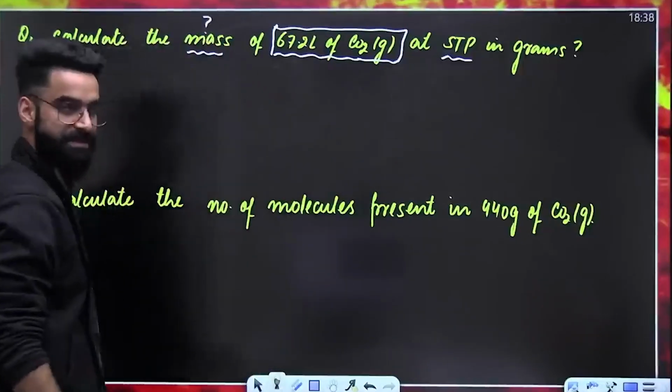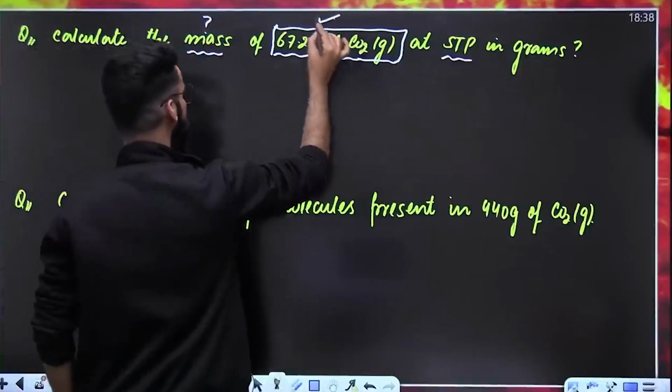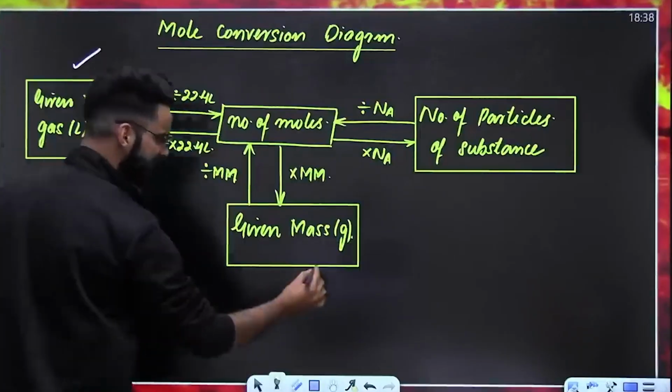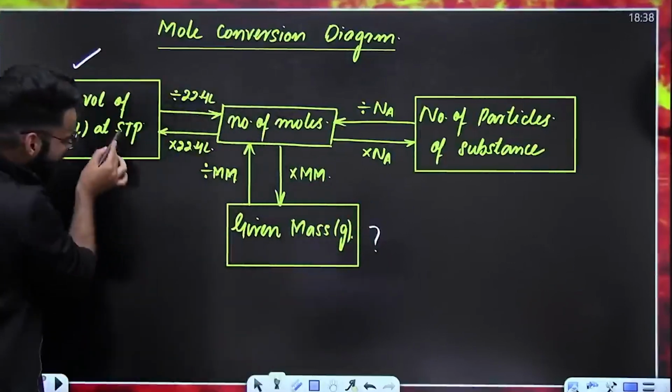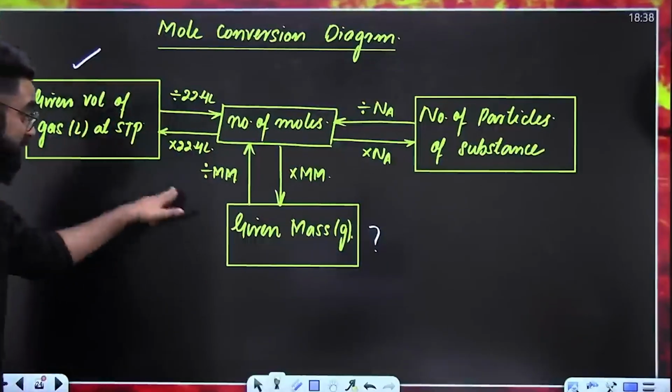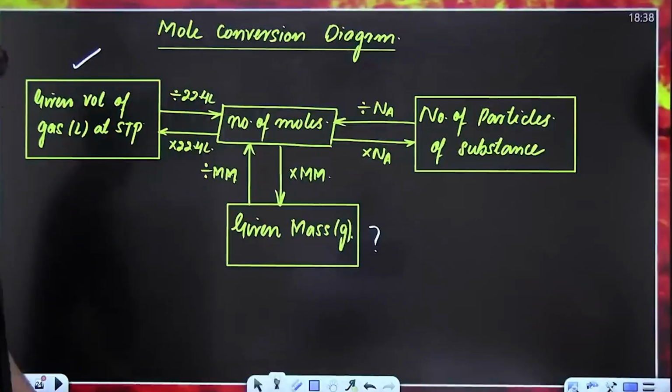We are given the volume and we are supposed to calculate the mass. Is there any direct relationship between volume and mass? There is no direct relationship between volume and mass. There is no such direct arrow between volume and mass.